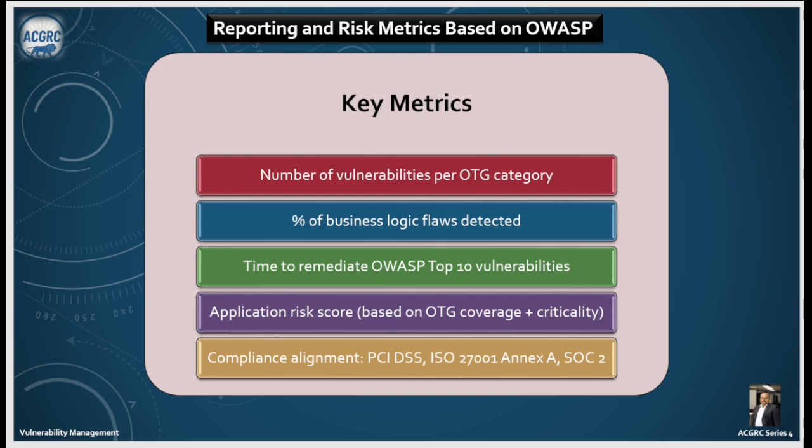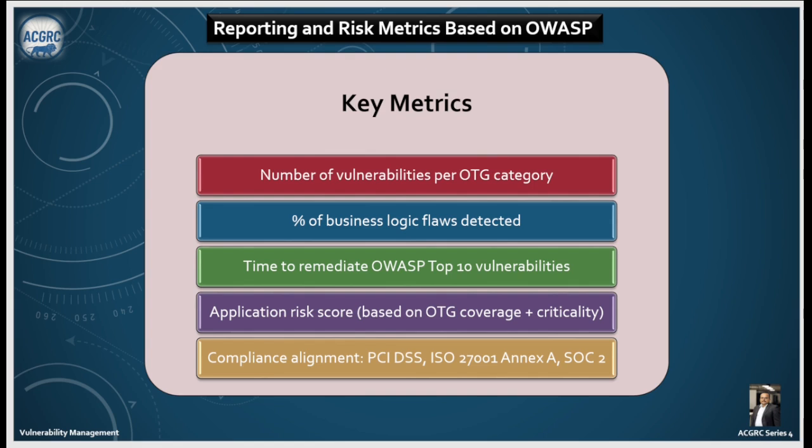So, how does OWASP help prioritize the risk? Well, it recommends using a risk rating model based on likelihood, which is how easy it is to exploit. It's also based on impact, which is what happens if it is exploited, and business context. What's the value of the affected assets? This helps teams focus on what really matters, not just fix everything blindly.